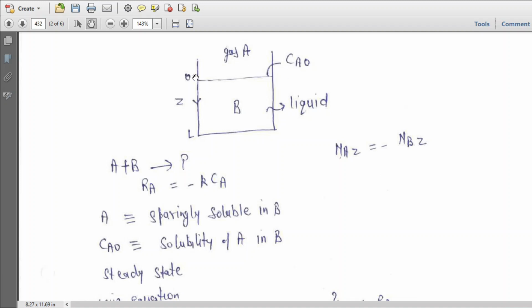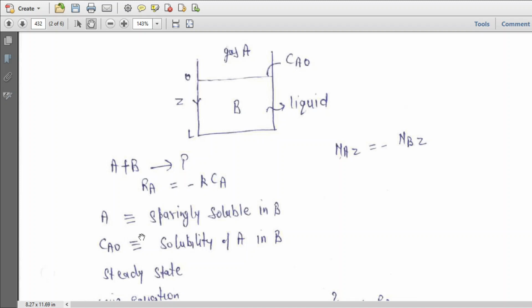Now as you pass into the liquid, the reaction will start with the following equation. The reaction is A plus B gives the product, and the rate of consumption of A is given by minus kCA. Whatever amount of A is diffusing into B, the same amount of B is also getting consumed, because 1 mole of A consumes 1 mole of B, so the fluxes are the same. So NAZ equals minus NBZ all the time.